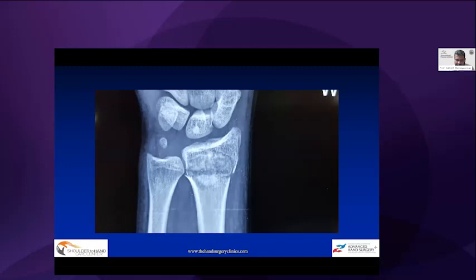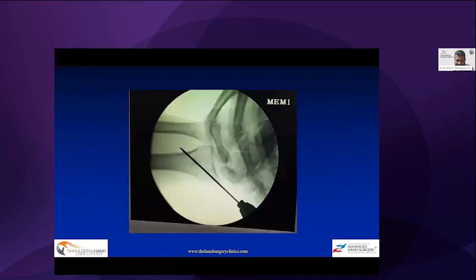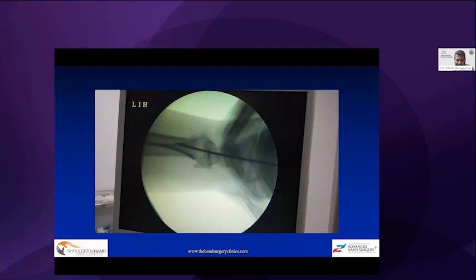So just to indulge, and for resident teaching, we said, let's try distraction, and we got a reduction view under traction. You can see the traction being applied. The reduction looks reasonably good even in the lateral view. And then we put in a K wire. Again, now it looks quite good on the anteroposterior view. But then the moment we release the traction, there was a collapse again with displacement of the fragment.